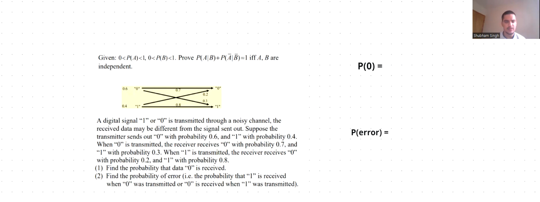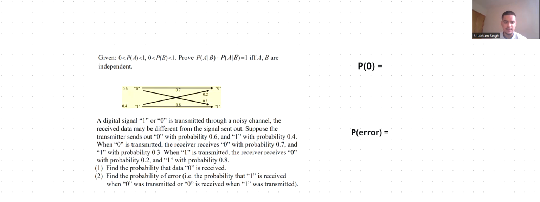Today we are going to discuss a probability question that involves a transmitter and a receiver. The transmitter sends a digital signal, and as the transmitter is noisy, the received data may be different from what was sent out. Suppose the transmitter sends out signal 0 with probability 0.6 and signal 1 with probability 0.4.